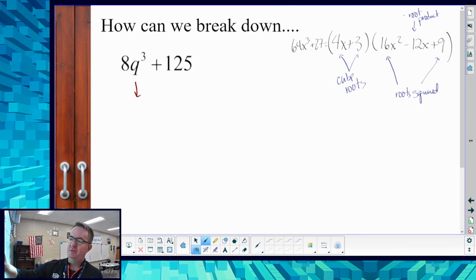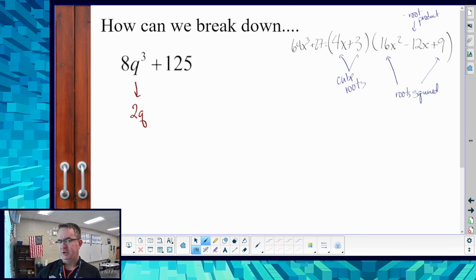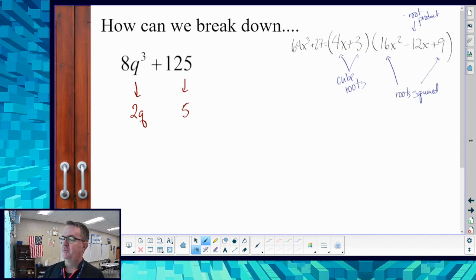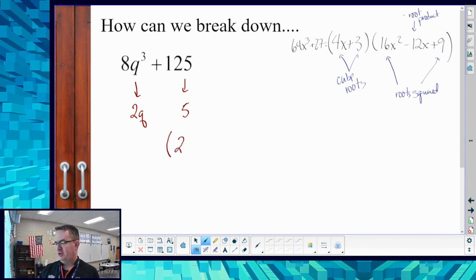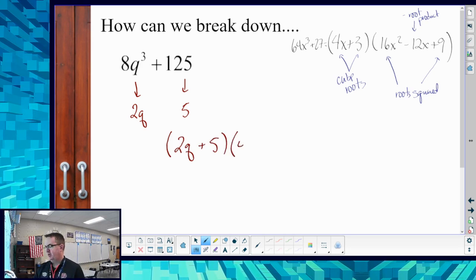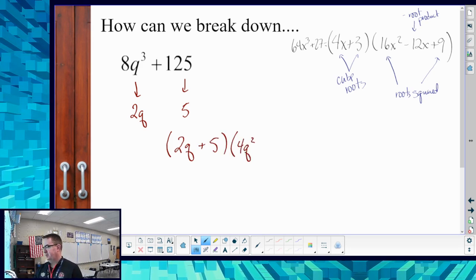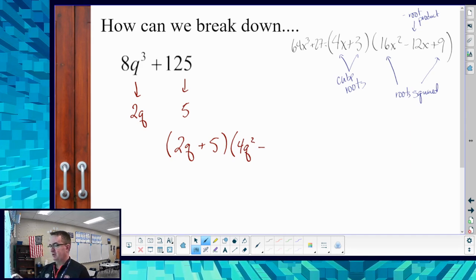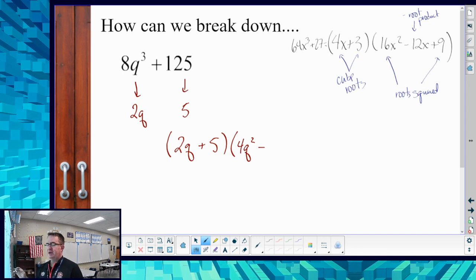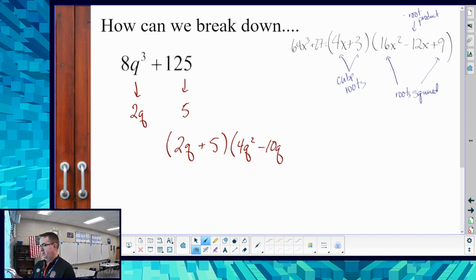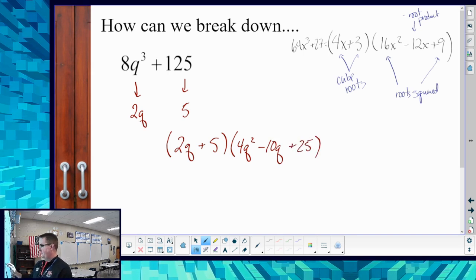So again, I would have 2q as my first cube root. I have 5 as my second cube root. So if I do the binomial, that should be 2q plus 5. And then I'm going to have 4q squared minus, because we need to have it be negative, and we're going to multiply those together, so a negative 2q times. The opposite of 2q times 5 would be a negative 10q, and then plus 25 at the end.